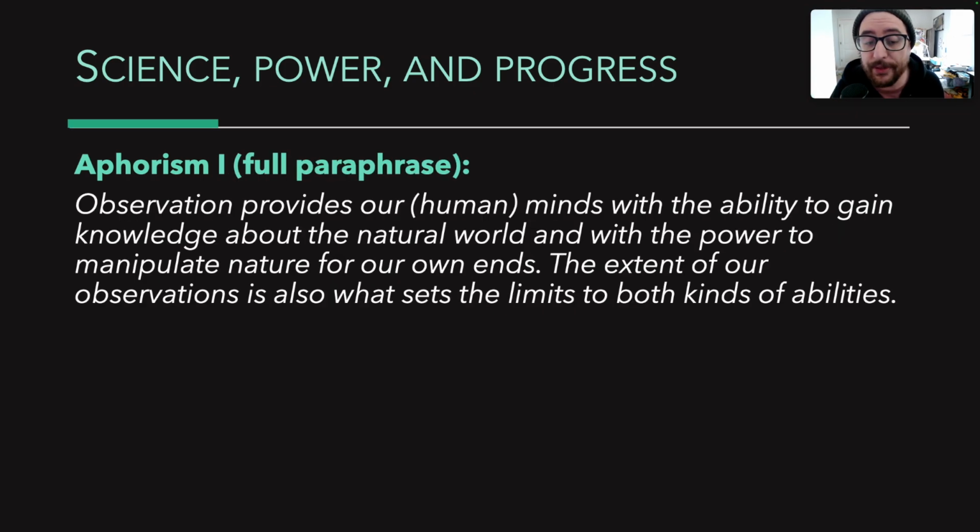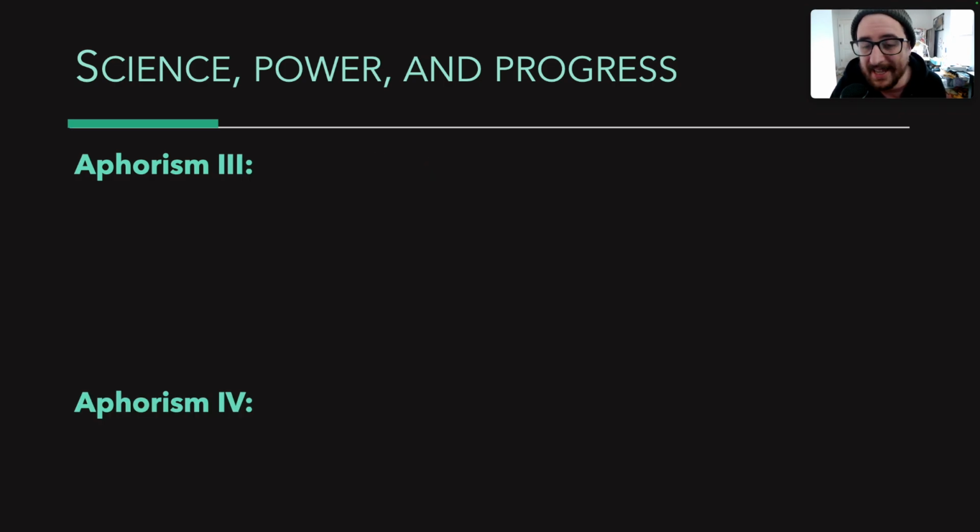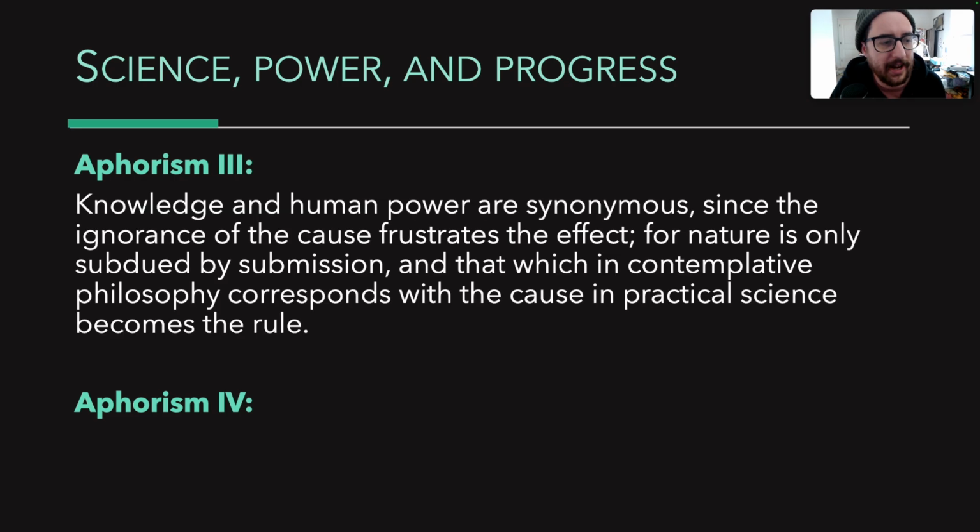So when we put both those two ideas together, he's saying observation provides our human minds with the ability to gain knowledge about the natural world and with the power to manipulate nature for our own ends. And the extent of our observations is also what sets the limits to both of those kinds of abilities. Notice that there's a kind of progressivist account of history here where we can make progress in making human life better. All right, so in this regard, it's important to maybe look at two other aphorisms.